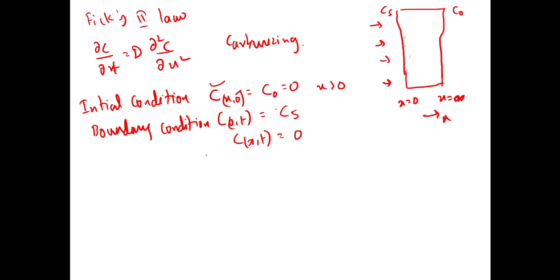The boundary condition says that at x equal to 0, at this boundary here, at any time T, the concentration of the carbon is Cs, and the carbon cannot reach to the other end. If you carburize this steel, you have to take a thickness of steel in such a way that the carbon can't reach to the other side of the steel. This is another condition.